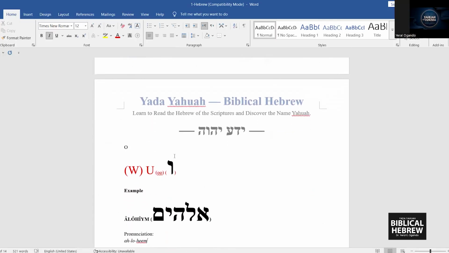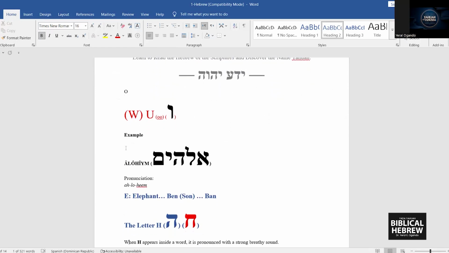And the third one is vav, the letter vav, and it is pronounced like oo all the time. It doesn't matter where you see it. It doesn't matter if you see W, it doesn't matter if you see U, it is always oo, or in some cases you're going to see it as O. Let me give you a small example over here.